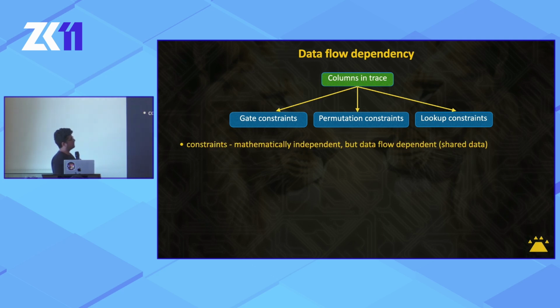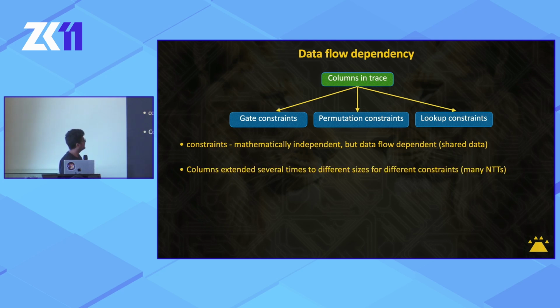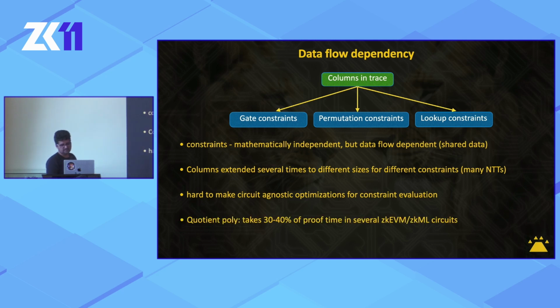So these constraints are mathematically independent but highly data flow dependent, meaning the same data is copied to evaluate different types of constraints. So the issue is, of course, the columns that you saw in the trace table have to be extended several times to several degrees for each of these constraints, and the columns may be repeating across the constraints, and you have to decide, should I recompute, should I store, and it's not something that you can do very easily. Okay? So it's hard to make universal agnostic optimizations for constraint evaluation.